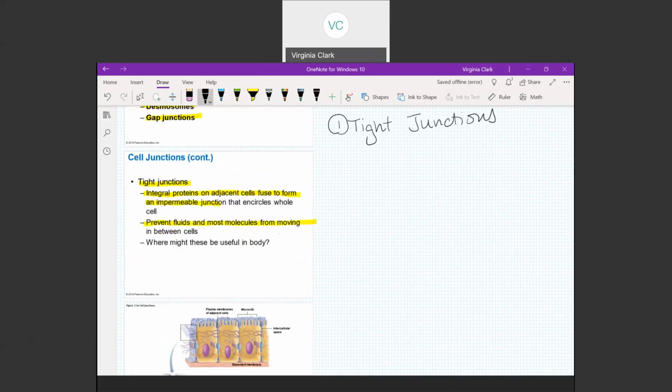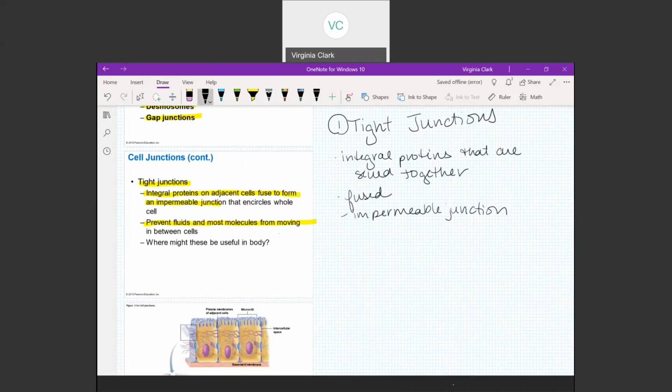So when we are talking about a tight junction, these are going to be integral proteins that are sewed together. So if they are sewed together, they are impermeable. They are fused. And it is important to note that it is an impermeable junction. Impermeable means not even water can get through. So no liquids. It is a waterproof seal.